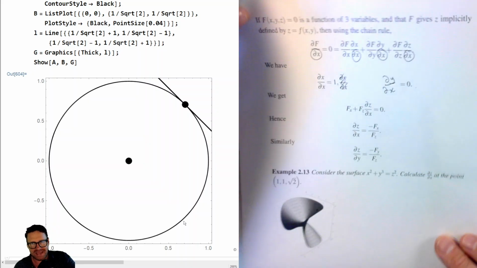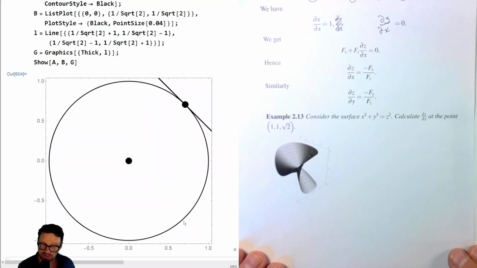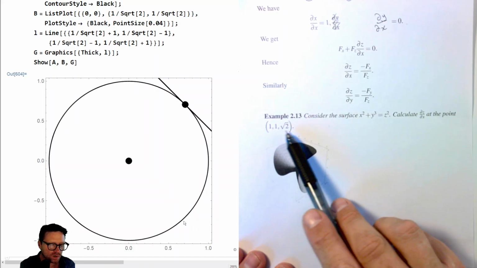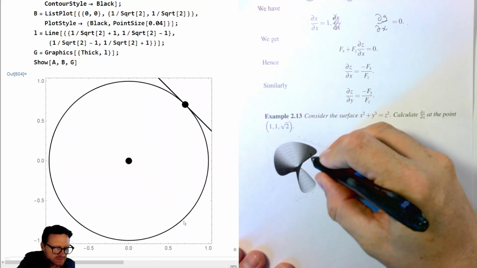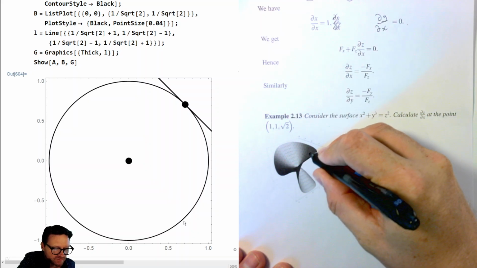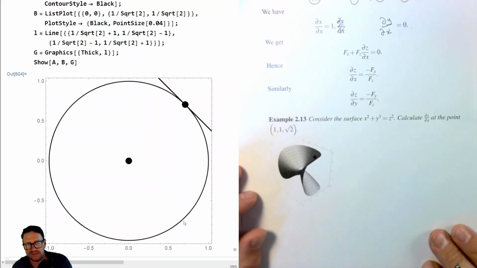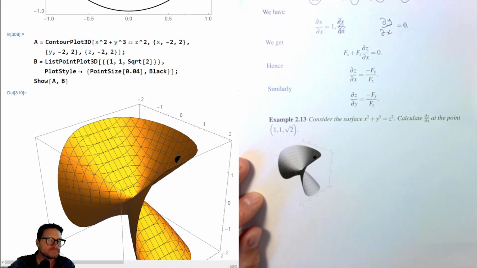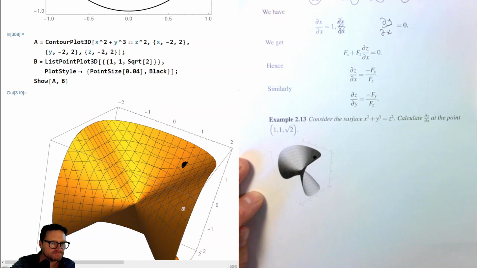Okay, so let's have a look at an example. Consider the surface x squared plus y cubed equals z squared. Calculate dz/dx at the point (1, 1, root 2). Okay, where is that? Well, there's a little black point here, but let's make it more visible. All right, there we go. And I even have this somewhere up here. Yes, there we are. And so I can show you around. There's our little point.